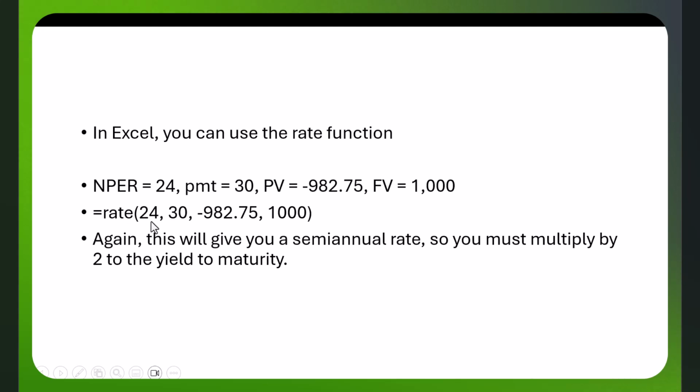So the first thing it asks you for is the number of periods, it asks you for the payment, it asks you for the present value and the future value, and it asks some other things as well. For example, such as type, which would ask when is the payment actually made, beginning or end of period. Normally you can leave that blank. We assume that it's an ordinary annuity and the payment is made at the end of the period. Again, you'll get the same answer you got before, 3.1, and you're going to need to double it in order to get the yield to maturity.